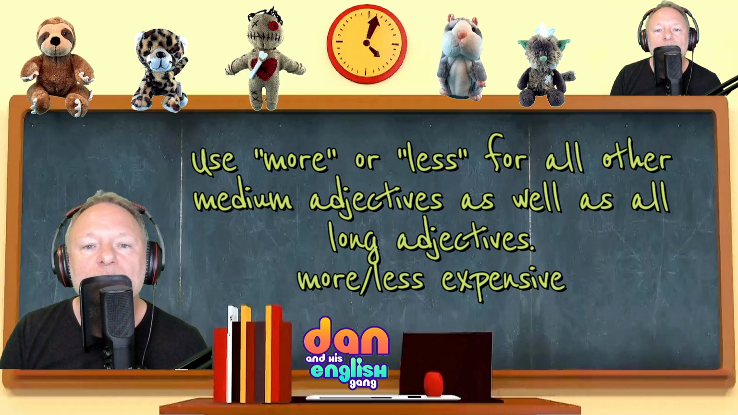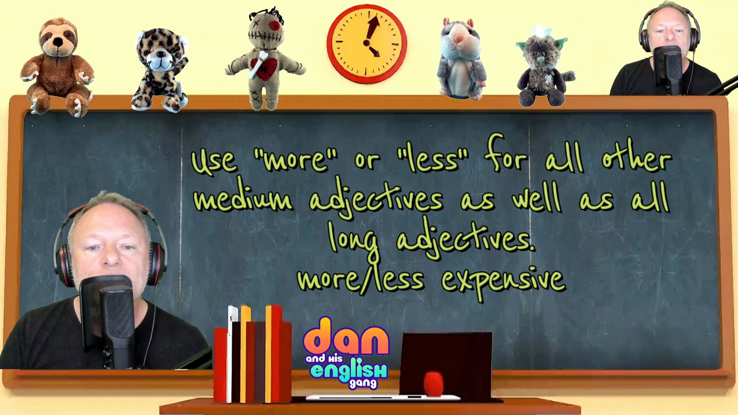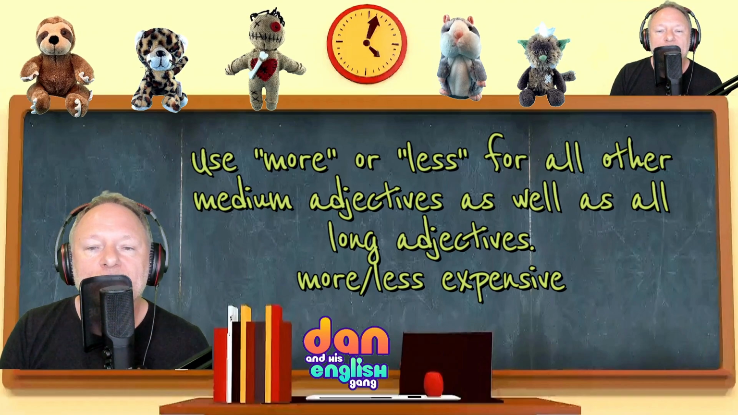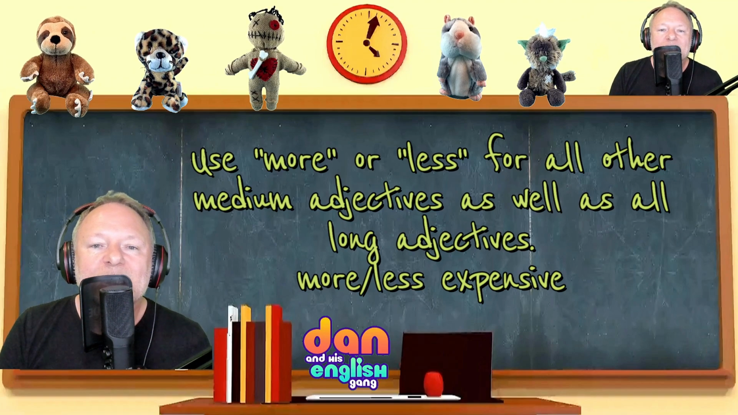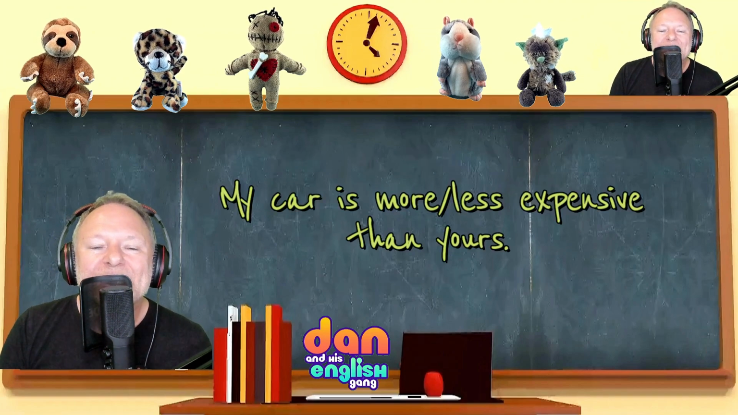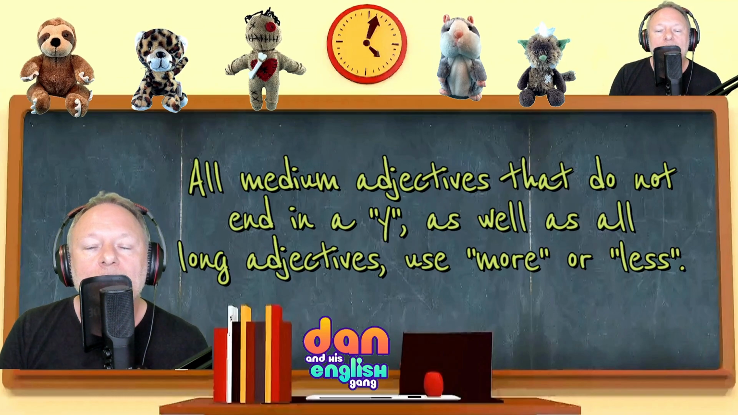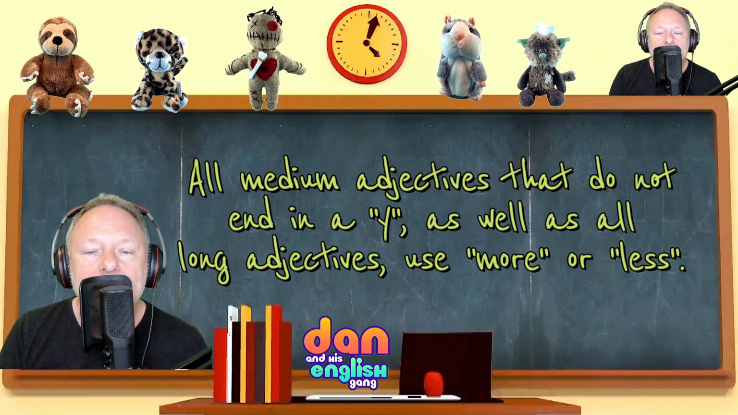Instead, what we do is we use more or less. So for example, expensive. We have expensive. At these three syllables, we don't say expensiver. What we say is more expensive or less expensive. I mean, expensiver would sound weird anyway. So in this case, my car is more expensive or less expensive than yours. So all medium adjectives that do not end in a Y and all long adjectives use more or less.